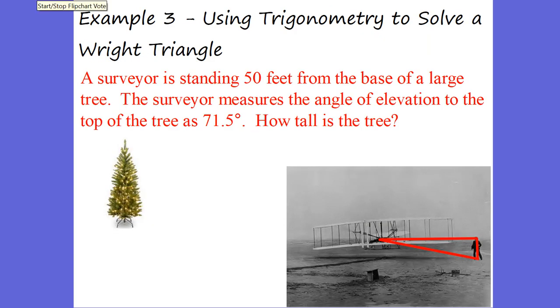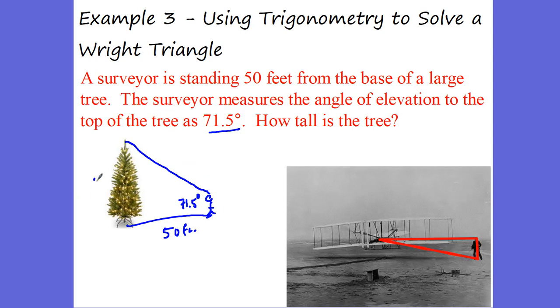Now, we like to do a lot of word problems here, and so here I have the Wright brothers triangle, and you can see this surveyor is standing 50 feet from the base of a large tree. So we have surveyor, 50 feet. Here's my little surveyor, not drawn to scale. And the angle of elevation is 71.5 degrees. Now, keep in mind, we are in degrees, which means you need to change your calculator into degrees if you want to do this type of problem. Now, we want to know how tall the tree is.